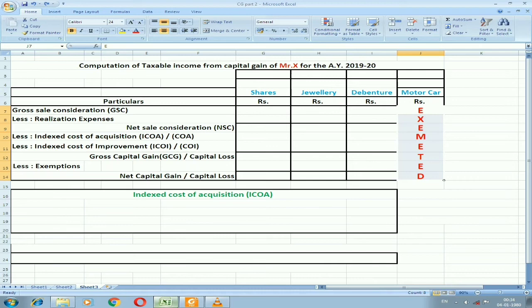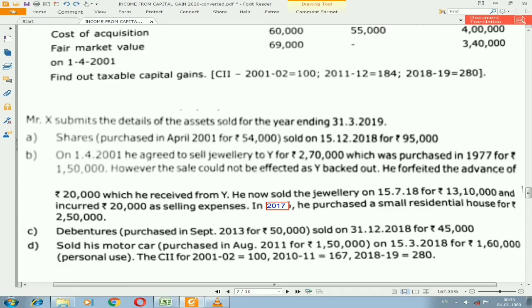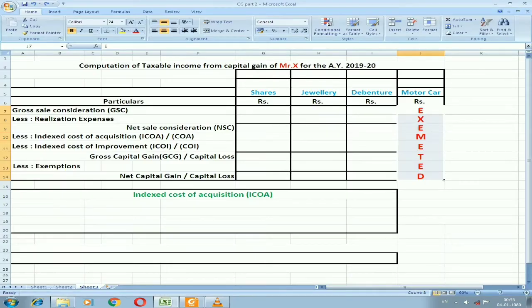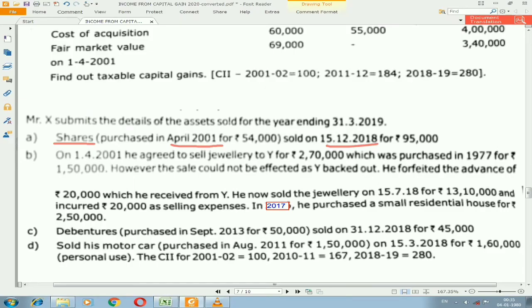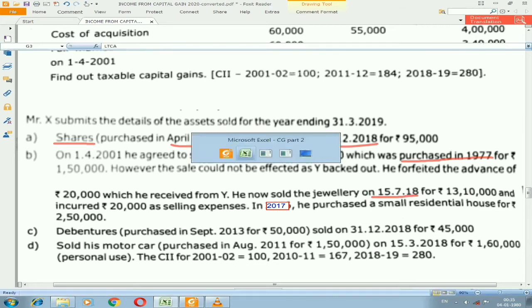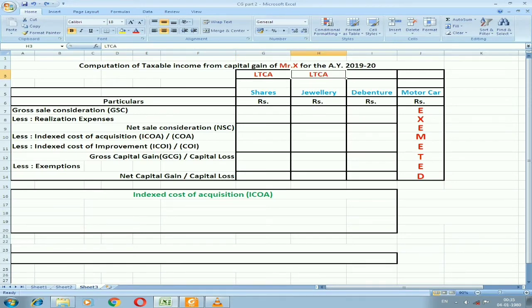For all other assets we need to find out whether it is long-term capital asset or short-term capital asset. First one is shares, which is purchased in 2001 and sold in 2018. As they have not mentioned whether it is listed or unlisted, you can check the date itself. It is definitely more than 2 years. It will be a long-term capital asset. Second is jewellery, which will come under other assets. It is purchased in 1977 and sold in 2018. So definitely it will be more than 3 years only. So you can easily say it is a long-term capital asset.